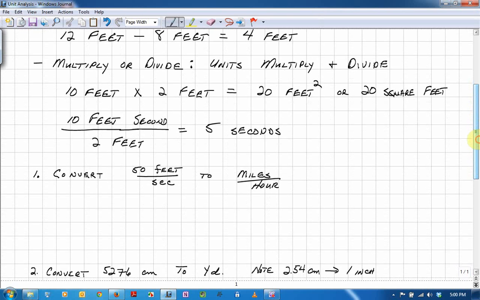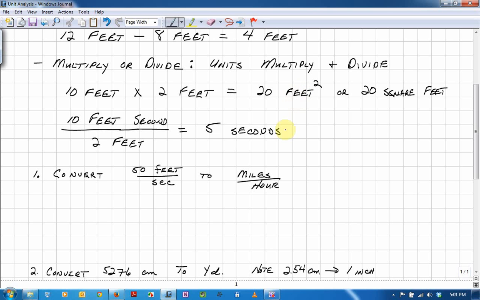Now, if we're multiplying or dividing units, the units actually multiply or divide just like the numbers. An example there would be if I was taking the area of a rectangle and it was 10 feet by 2 feet, the 10 times the 2 would give me 20. And in this case, since I'm multiplying, the feet multiply together, giving me 20 square feet. So that's how you would work that one.